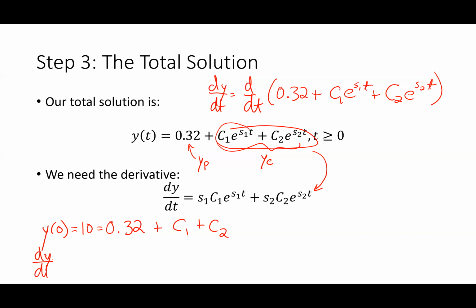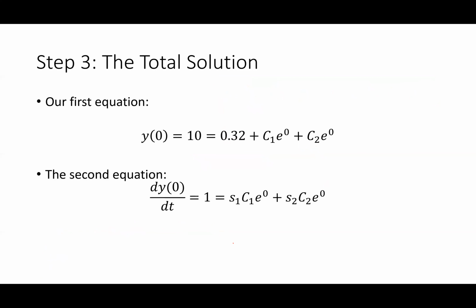And what about dy by dt of 0? I said that was equal to 1. What does that become if I plug t equal to 0 into that expression? S1 C1 plus S2 C2. So I have 0.32 plus C1 plus C2, and this becomes S1 C1 plus S2 C2. Now, before we get too lost in the math, what things do I not know at this point? C1 and C2.